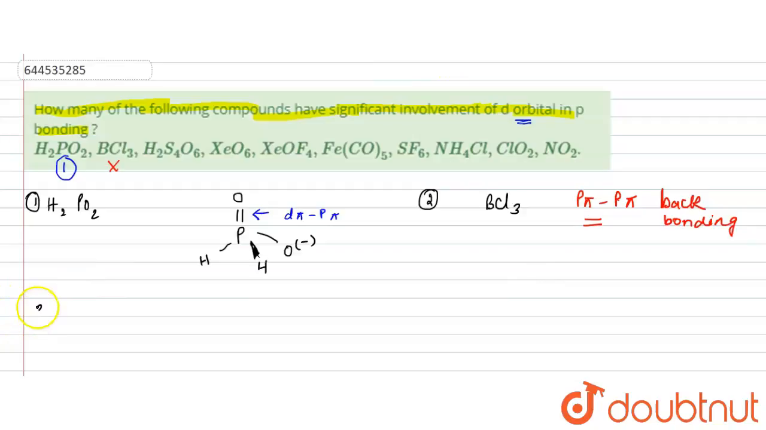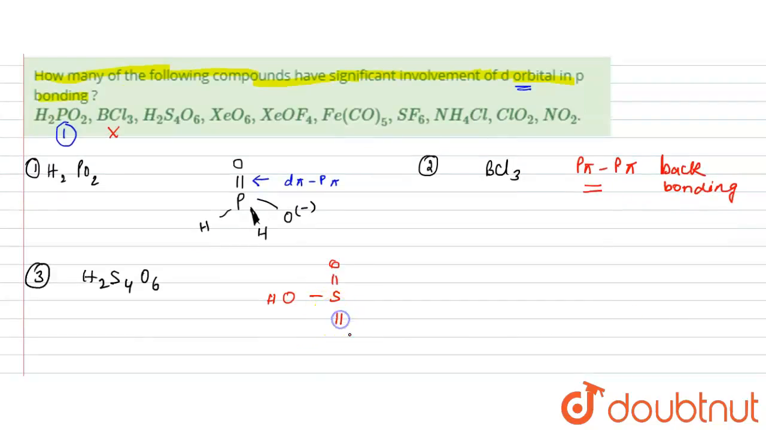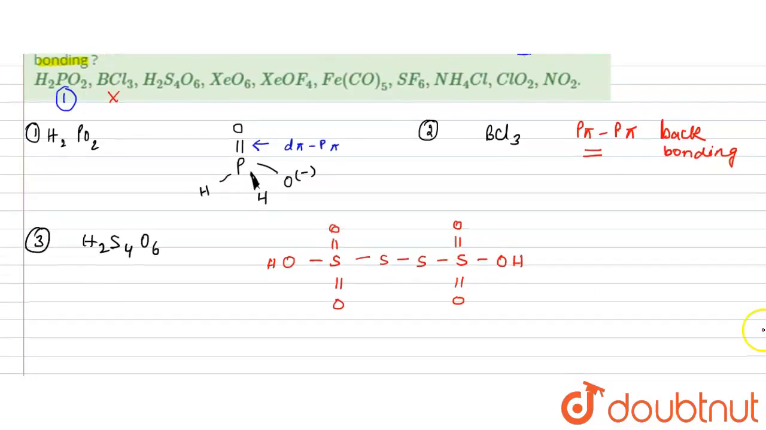The third one is H2S4O6, right? So let's draw its structure first. Definitely its structure looks like this. You have OH, and then you have this S double bond O, here again double bond O, and then this S is linked like this. Then finally you have one more S double bond O, here double bond O, and finally OH. This is the structure of H2S4O6.